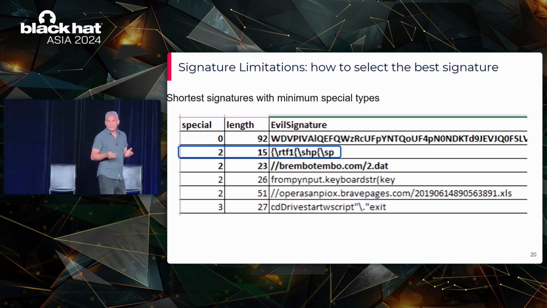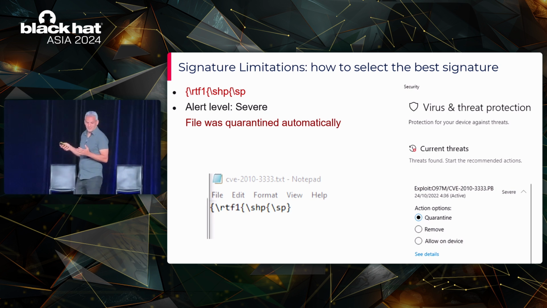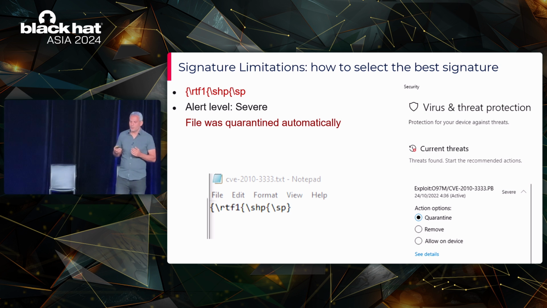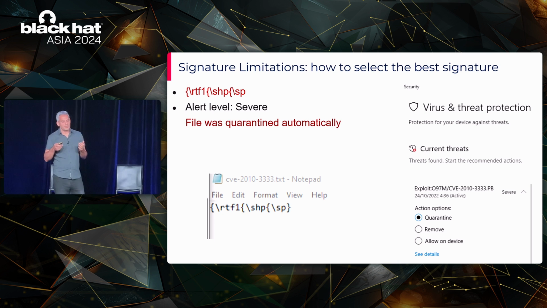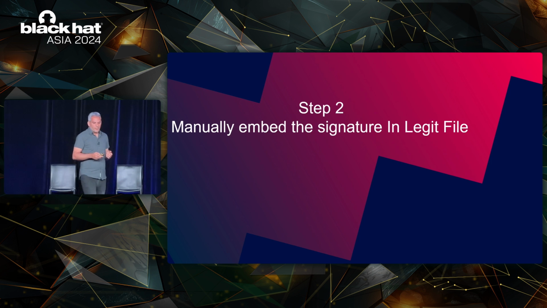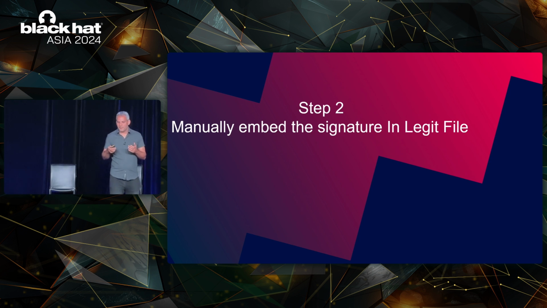Let's try to manually add it to our own empty file. And it worked. This signature caused the deletion of our own file. It was actually the first time we managed to find a minimal signature which successfully triggered automatic deletion of our file. But deleting our own empty file is not interesting, right?